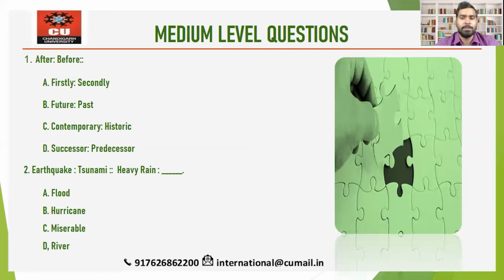Now for the second question. We have earthquake is to tsunami as heavy rain is to dash. An earthquake causes a tsunami. What does heavy rain cause? Is it flood, hurricane, miserable, or river? If you clearly observe, the answer to this particular question is option A. Earthquake causes tsunami and heavy rain causes flood. Therefore, option A is the right answer.